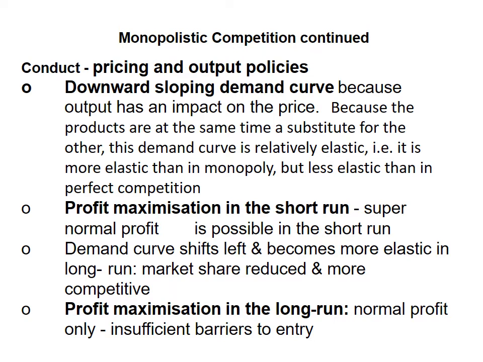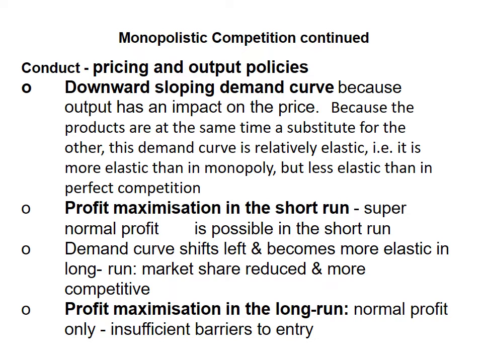So the downward pricing and output policy, so the downward sloping demand curve, because output has an impact on the price. And because the products are at the same time a substitute for the other, this demand curve tends to be relatively elastic. So it tends to be more elastic than in a monopoly, but less elastic than in perfect competition. And one of the things that you'll be relieved to see is that the diagram basically for monopolistic competition, at least when they're earning abnormal profits in the short run, is going to look identical to a monopoly, but the monopolistic competition demand curve would be more elastic.